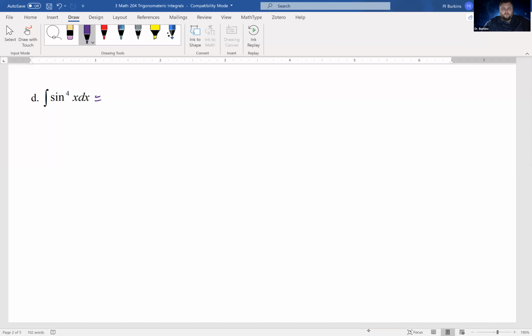Are we afraid to be wrong? Power reducing? So I think, again, power reducing is a good choice. But if I try to use the Pythagorean, once again, we would get a cosine to the fourth term. So we'd really just be compounding the problem. So I'm going to rewrite this first as sine squared squared. That's the same thing as sine to the fourth.